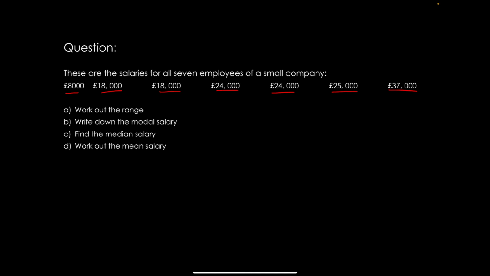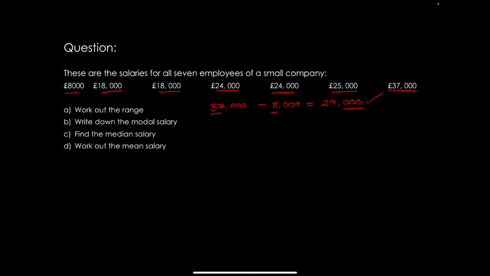So what we need to do is take the highest value, which is 37,000, and take away the lowest value, which is 8,000. That gives us 29,000. You can just do 37 take away 8, and then add your 3 zeros on the end if it's on a non-calculator paper. So 29,000 for the range.